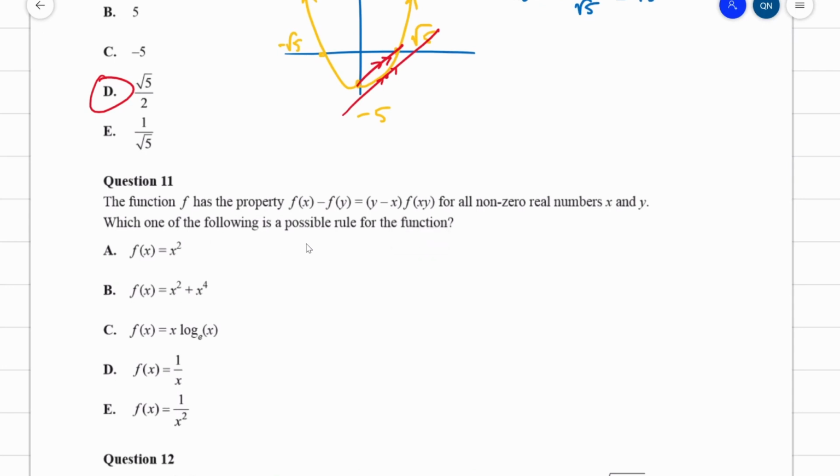Which one of the following is a possible rule for the function? So, what we'll do is we'll just take a look at this expression over here, and whenever I have functional equations, by the way, functional equations are outside of the study design now, but whenever I have a functional equation, I like to move all the functions onto one side, just so I have the right-hand side equals to 0. That way, when I evaluate this functional equation, I just need to check whether it equals 0 or not. I don't have to check both the left and right-hand side.